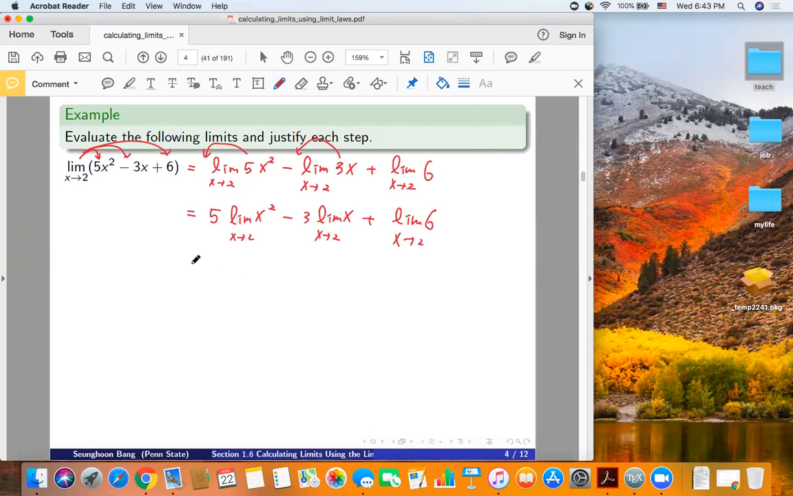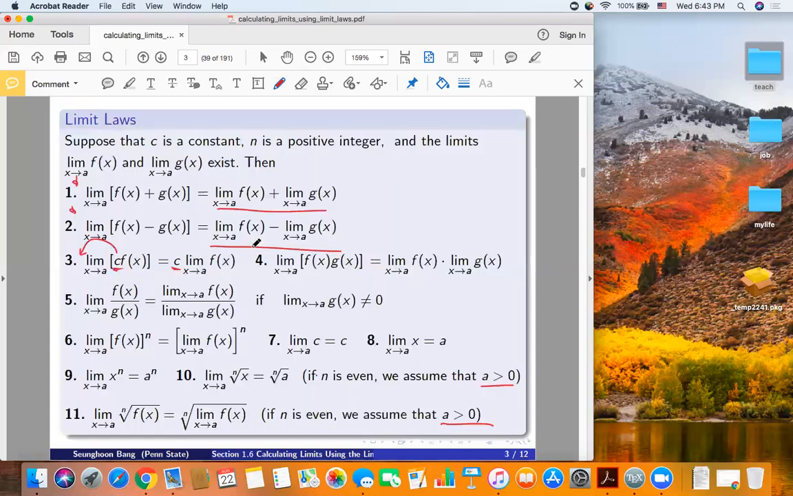The next step, calculate. 5 times what is the limit of x squared as x value approaches 2? What is the answer? 4. Is 4 right? Yes. Only plug 2 into x squared. You can see here, in this case you plug a into x, a to the power n.